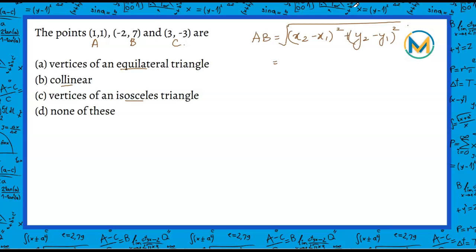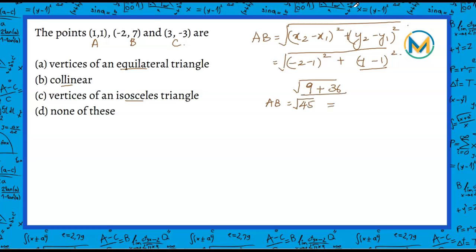Let's do this. This will be (-2 minus 1) the whole square plus (7 minus 1) the whole square. This would be 3 square, that's 9, and this would be 6 square, which is 36. So AB would be root 45, which can be written as 9 into 5, which can be written as 3 root 5. So AB is 3 root 5.